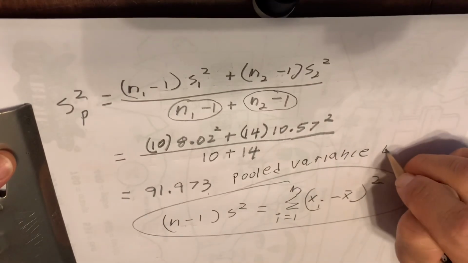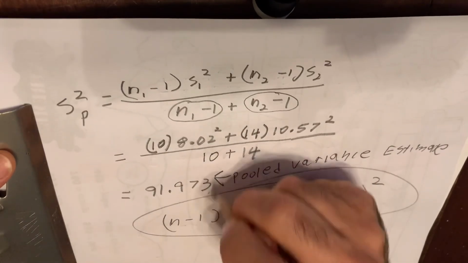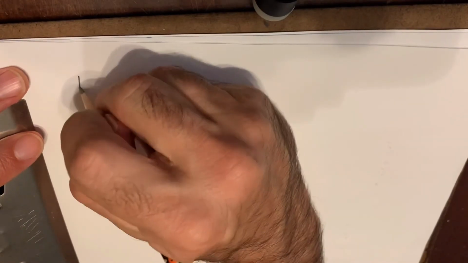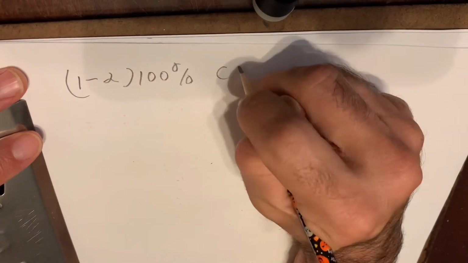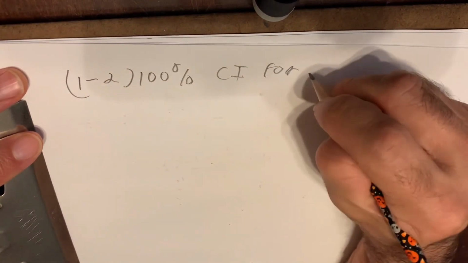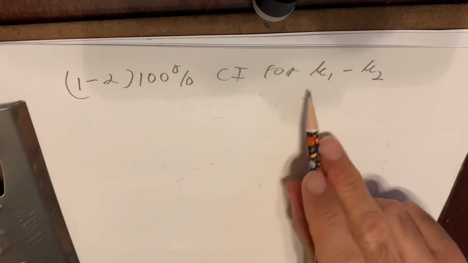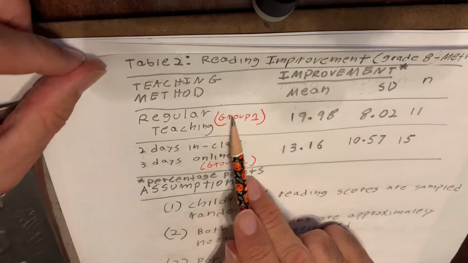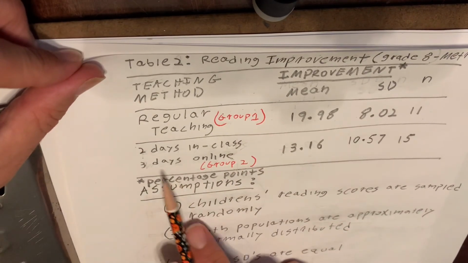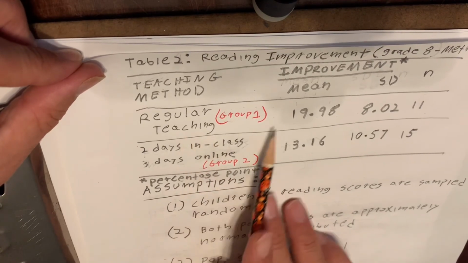Pooled variance estimate. And that's this. And we're going to use this. We're going to get a 1 minus alpha 100% confidence interval for mu1 minus mu2. And the reason why I'm using the 1 and the 2 is because I called the regular teaching group 1, the first group, and I called the 2 days in class and the 3 days online group 2. So I'm calling it group 1 and group 2.